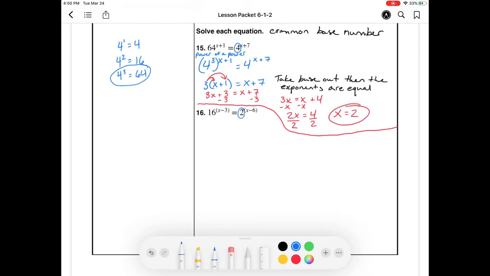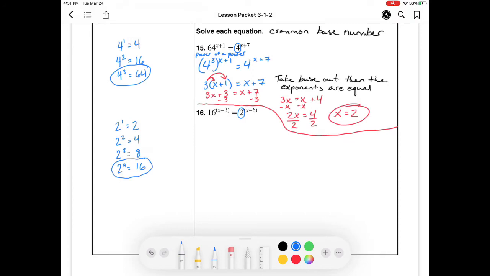So I'm going to write out my 2 exponents. 2 to the first power equals 2. 2 times 2, 2 to the second power, is 4. 4 times 2, 2 to the third power, equals 8. And 8 times 2, 2 to the fourth power, equals 16. So we found that 16 is equal to 2 to the fourth power.